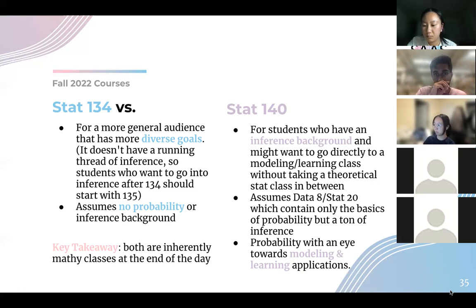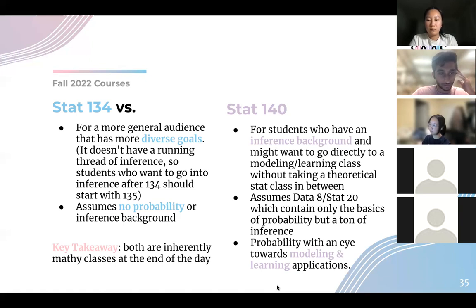You rarely see any cross disciplines like going into Stat 140. And also it's for students who have an inference background and might want to go directly into a modeling or learning class, like we'll talk about later, Data 102. So in that case, Stat 140 is a much better class because, as some of you already know, Data 8 has an inference part to the class. So you definitely will have some sort of inference background coming into Stat 140. And a lot of the material is tailored for people who have that inference background.